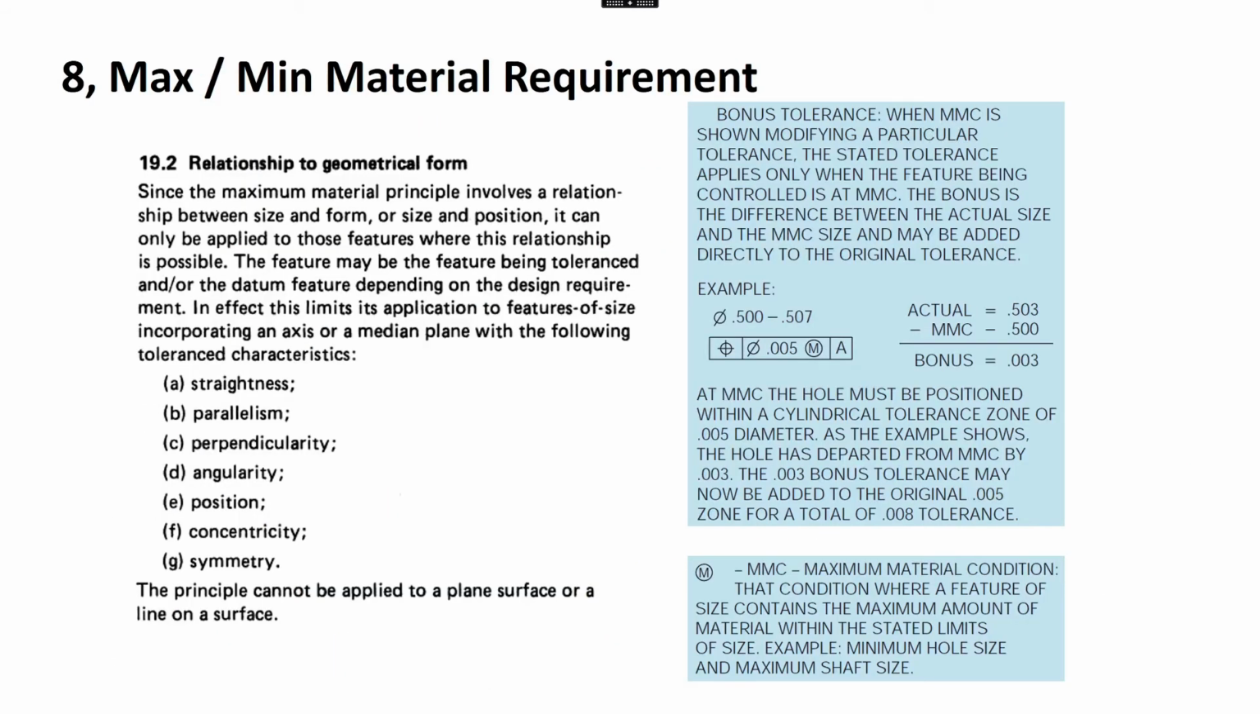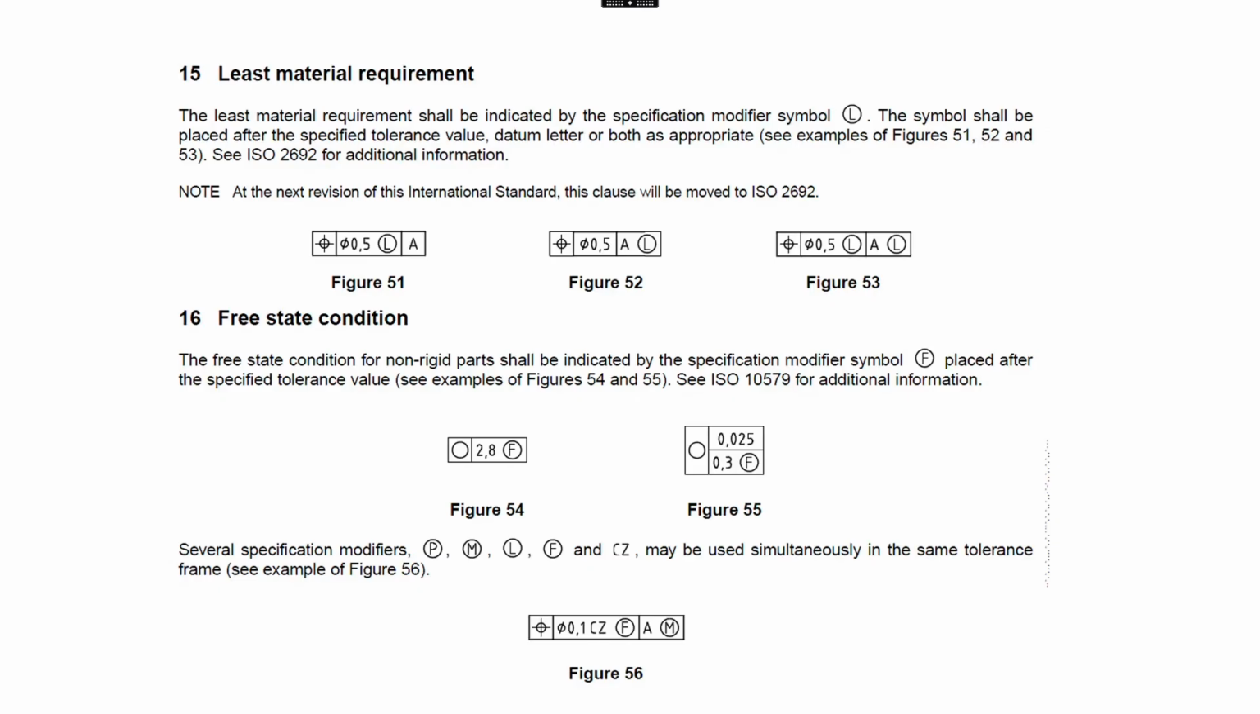So maximum and minimum material requirement, when can we use it? So anything to do with size, we can use it basically. So we can use it on straightness, parallelism, perpendicularity or squareness, angularity, position, concentricity and symmetry. And this is just another example of using that bonus tolerance, if you like. But it's very, very similar. Well, it's the same as what I've just shown. So we've got least material requirement, and least material requirement is just basically the opposite of maximum material requirement.